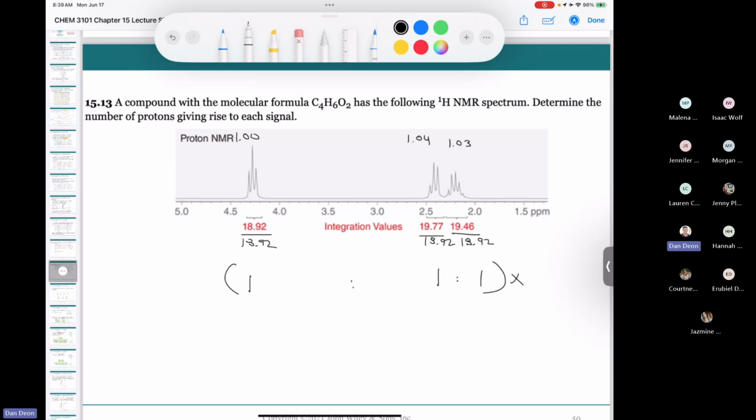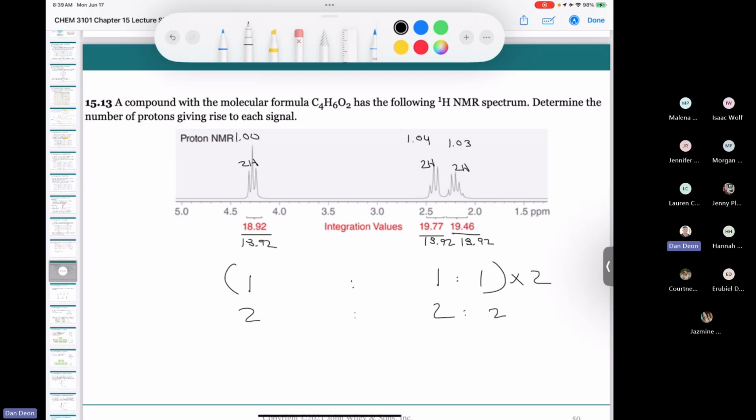And it's not a trick question. Exactly, 2. Then I get 2 to 2 to 2. So that means that this signal represents 2 protons, this signal represents 2 protons, and this signal represents 2 protons. And there you have it, my friends, done. That's it. That's integration. Okay, so that's the crux of how integration works.